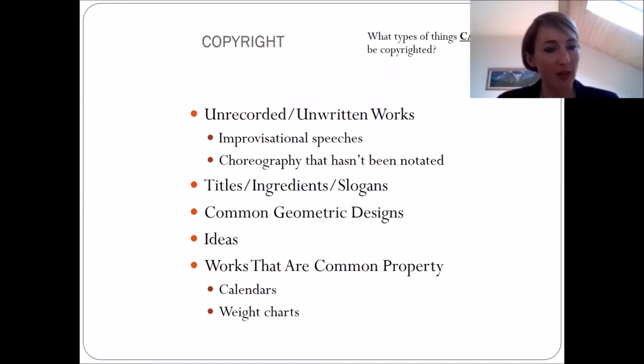We only put calendars and weight charts down for now, but this can include generally things which are factual. So no one gets to own facts. So if you've got, let's say, mathematical equations, you can't copyright those. If you've got fill in the blank forms that don't really have any other content and it's just a few lines, you might not be able to copyright that.